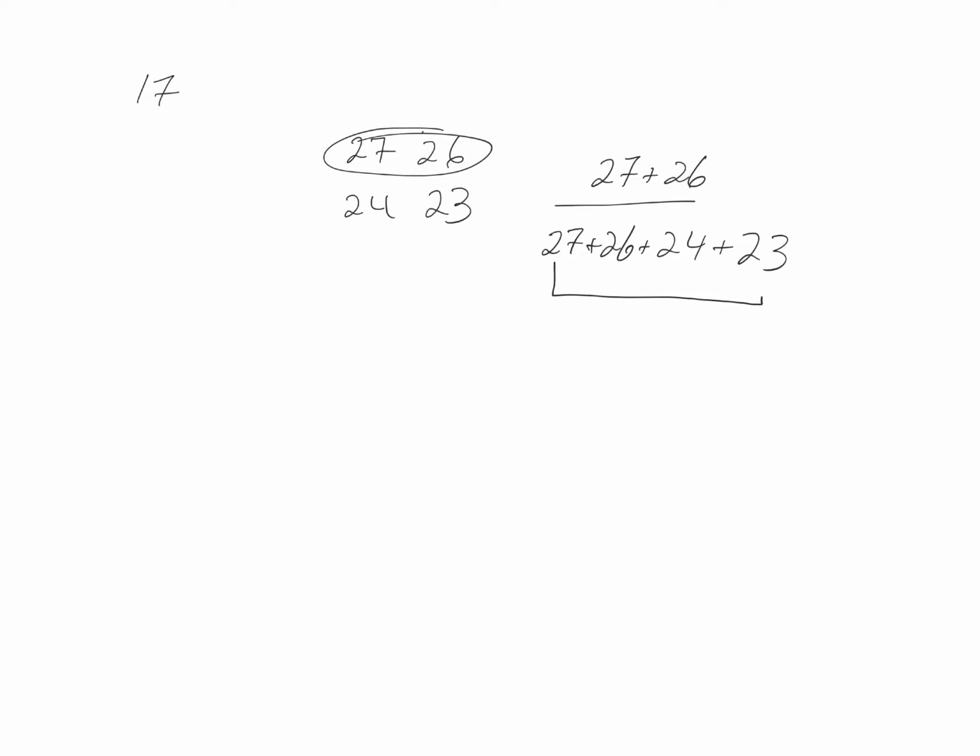And you might notice that these two add up to 50, and these two add up to 50. So in the denominator, we have 100. And so in the numerator, we have 53, which makes it 53%. D.